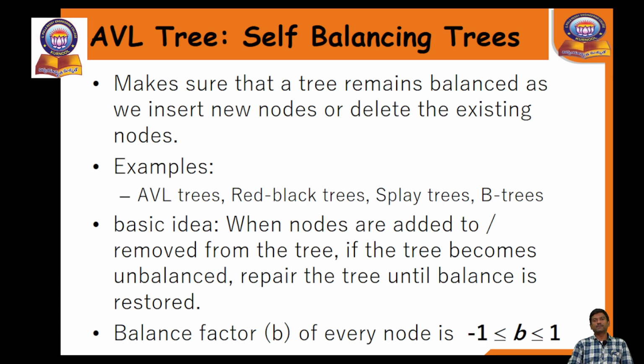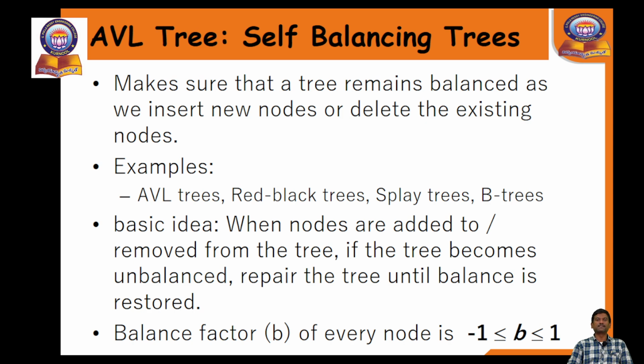And what do you mean by a self-balancing tree? That is, whenever you are adding a node or deleting a node, it should be self-balanced. What do you mean by self-balanced? That is, the balance factor should be either -1 or 0 or 1. Then only we can say it is a self-balancing tree.